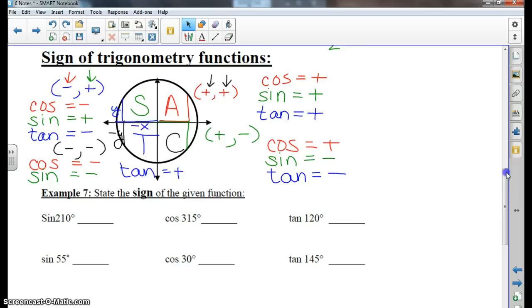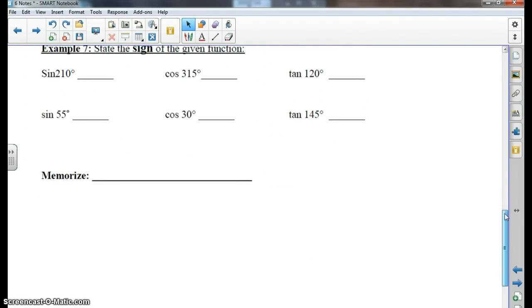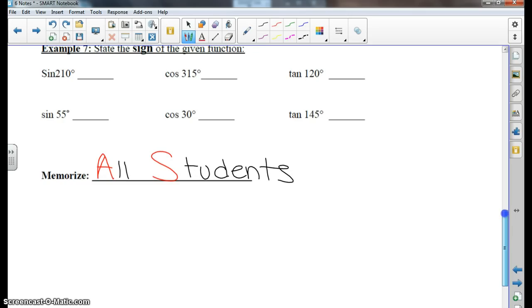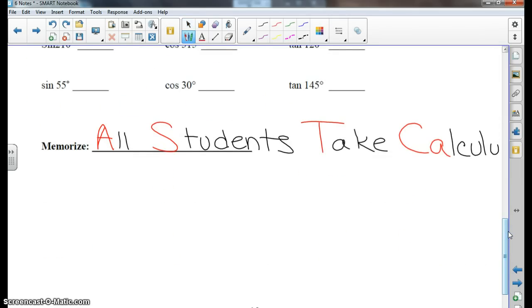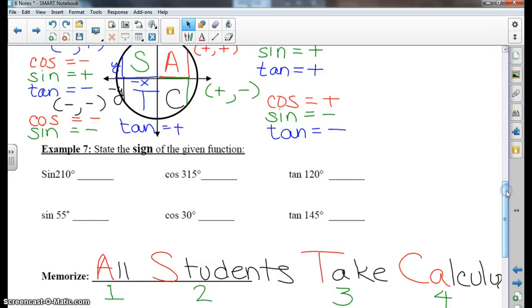Scrolling down to below the next section of notes, we will remember this as "All Students Take Calculus." And the reason that we need to remember that is because this is the signs in quadrant 1, quadrant 2, quadrant 3, and quadrant 4 for any answer for those functions.